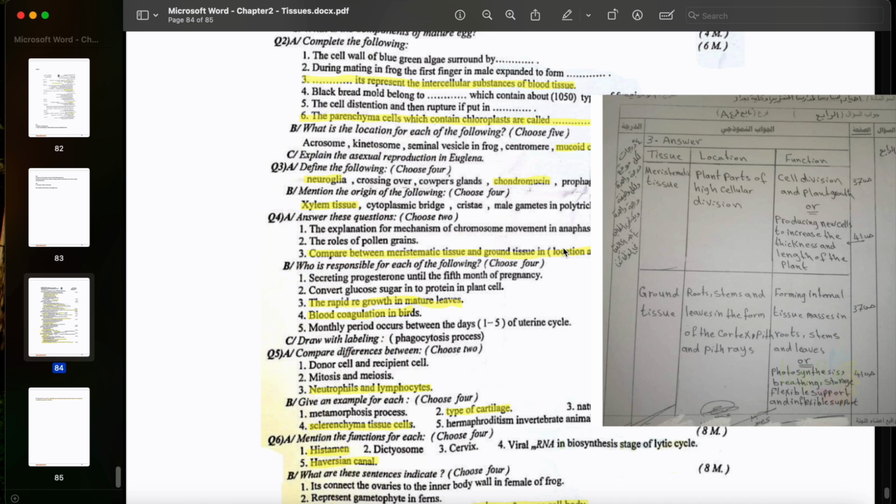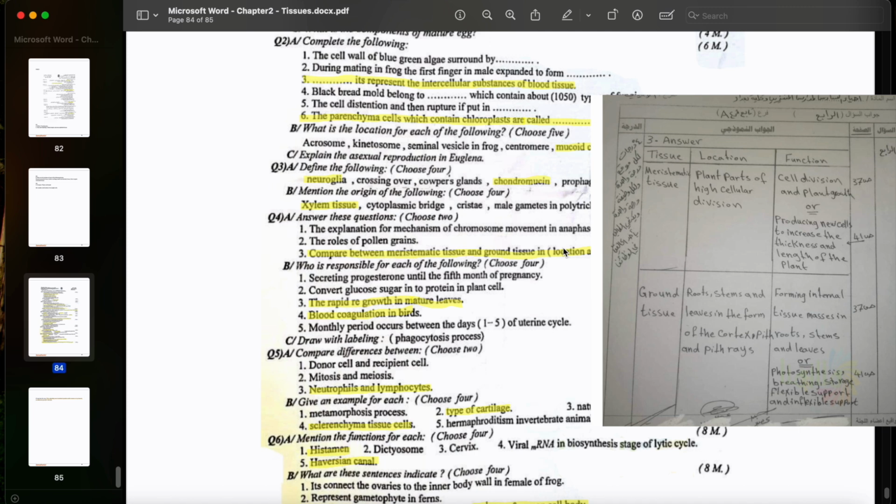growth. But here in the official answer paper, we can see that for the function, we can say simply cell division and plant growth, or producing new cells to increase the thickness and length of the plant. So just look at the official answer papers. Just get used to the style, the answering format that you need to write down in your paper.